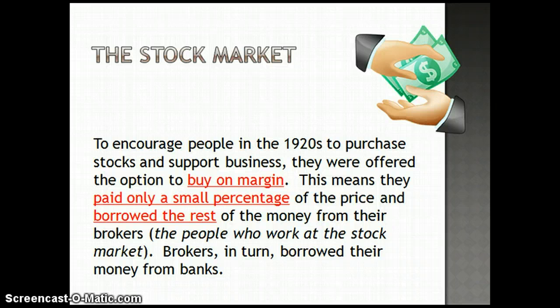To encourage people in the 1920s to purchase stocks and to support business, they were offered the option to buy on margin. This meant that they paid only a small percentage of the price of the product and borrowed the rest of the money from their brokers. A stockbroker is someone who works at the stock market. Brokers, in turn, then borrowed their money from banks.